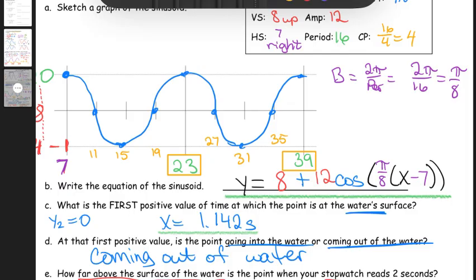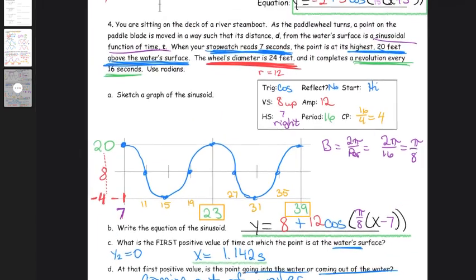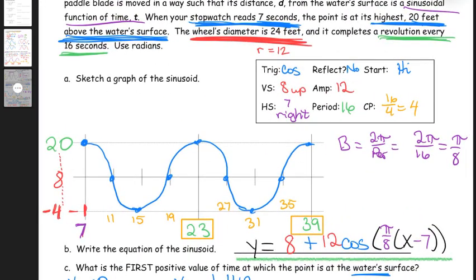So that's how we make a real life situation into a trig graph and trig equation.